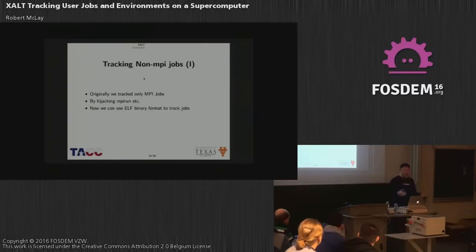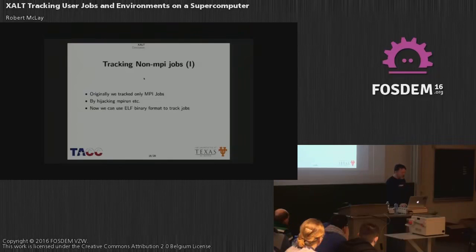In other words, take up most of the charge time, but not the number of runs and not the number of things in terms of helping users. In fact, it tends to be the smaller the jobs, the more help they need. So we want to be able to track non-MPI jobs.